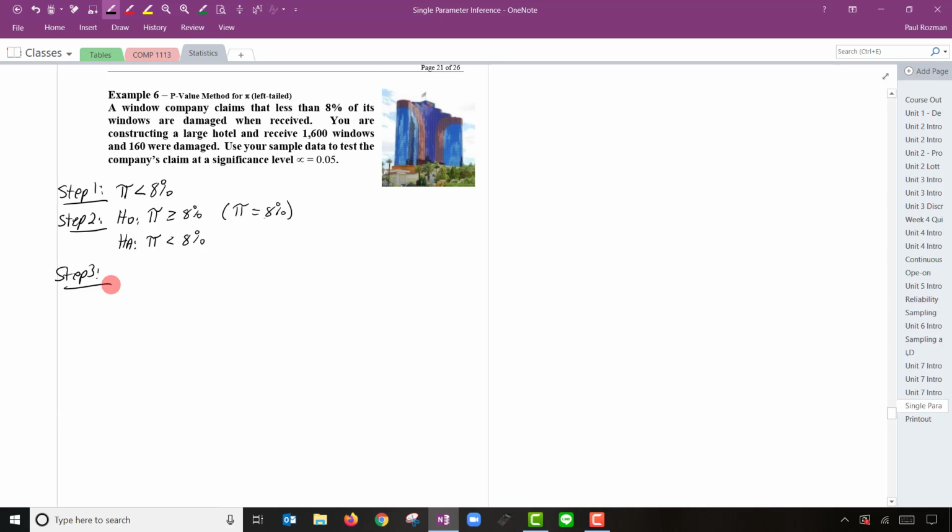Step 3 is set your significance level. This is your probability of a type 1 error, and it's given. It's the same as it was before. There's a 5% chance we're going to reject the null hypothesis, even though it's true. But in this case, the null hypothesis isn't the claim. If we reject the null hypothesis, that's actually good in that it would then support the claim.